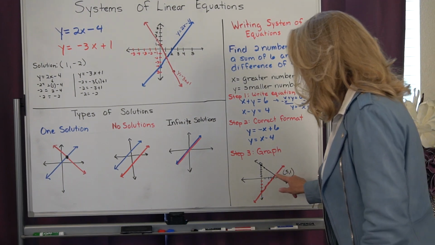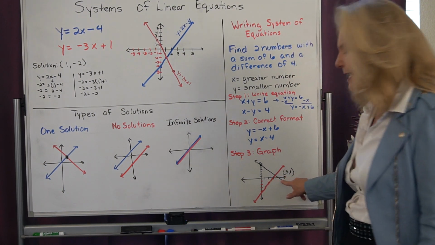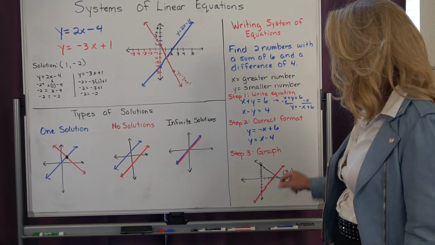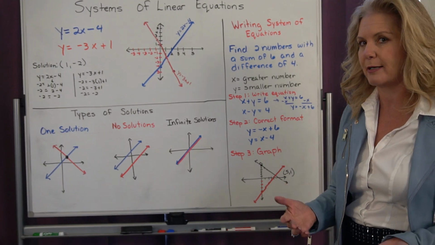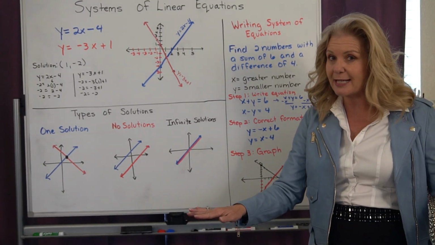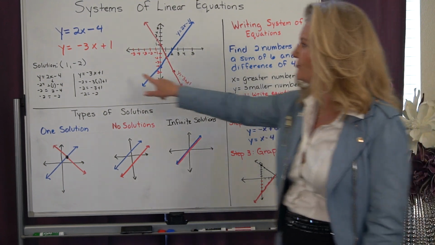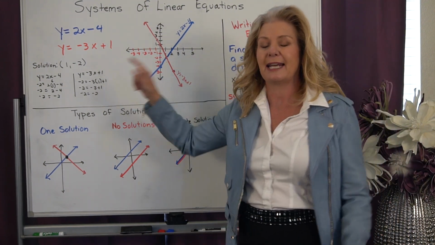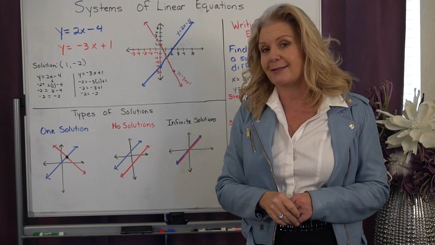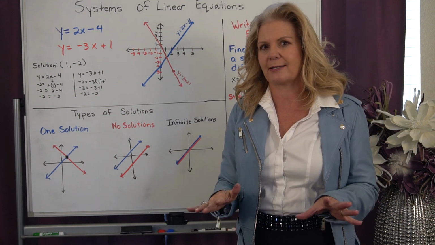Well, where I see it, they cross right here. And if I take a look at that ordered pair, it's the ordered pair 5, 1. Now, I don't know if that's correct yet, so what I have to do, I got to go plug it in. And it just so happens when I plug these in, they are the correct solution.